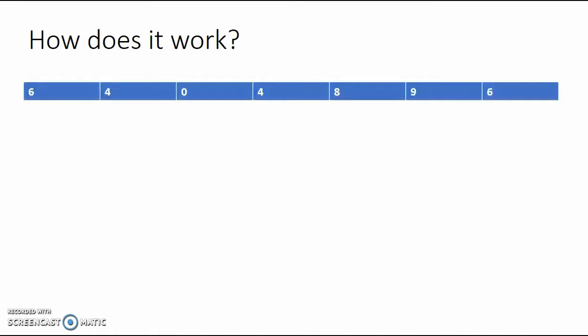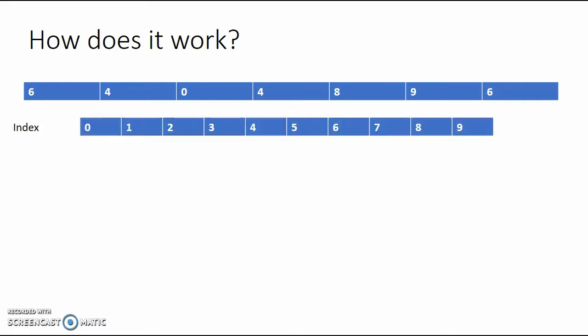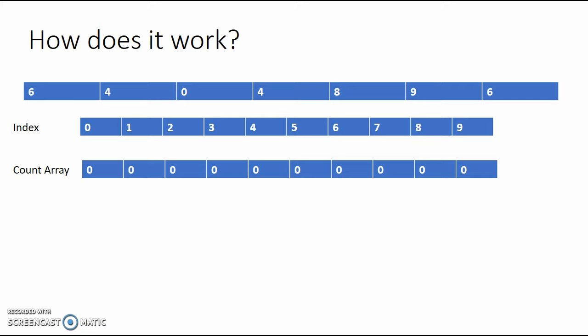How does it work? Let us see the working of CountingSort using an example. Consider an array with integers 6, 4, 0, 4, 8, 9, 6. Here n is equal to 7 and k is equal to 9. So we construct an array of size 10, that is from 0 to 9, and we initialize it to 0. Next, we traverse through the unsorted array and increment the corresponding index by 1 in the count array.